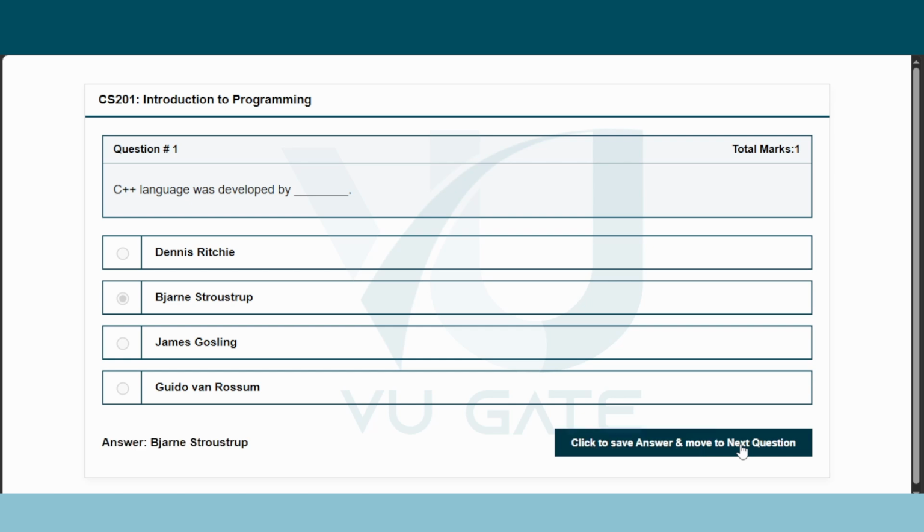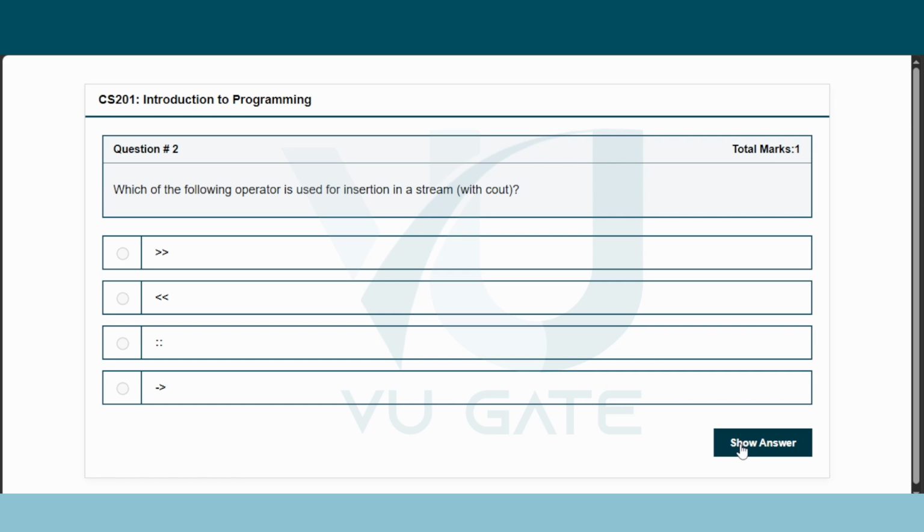Moving on to the next question. Which of the following operator is used for insertion in a stream with cout? The correct answer is the stream insertion operator, represented by two less than signs.